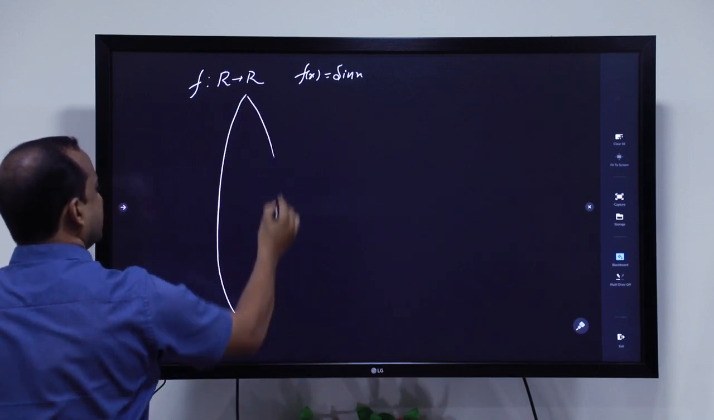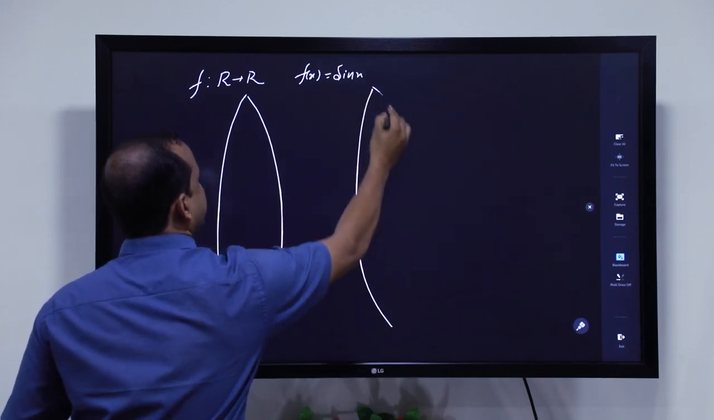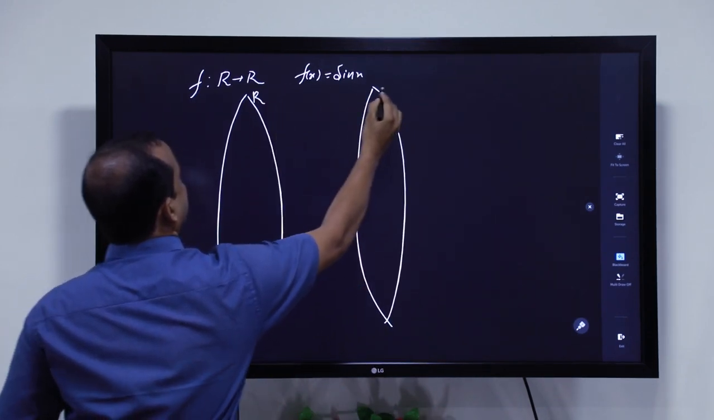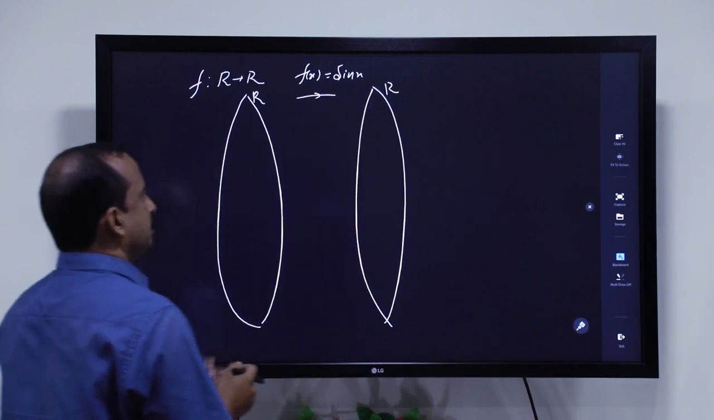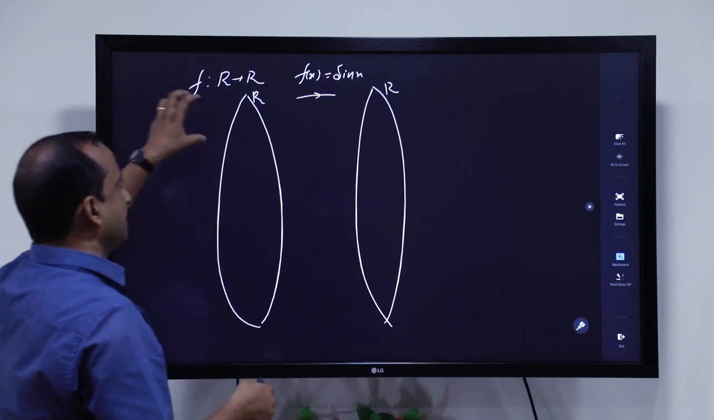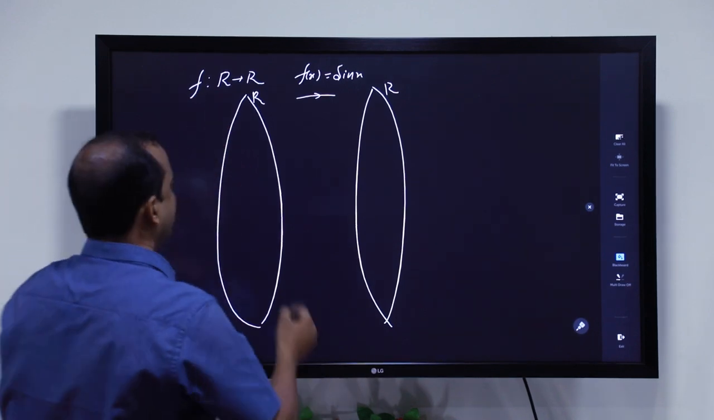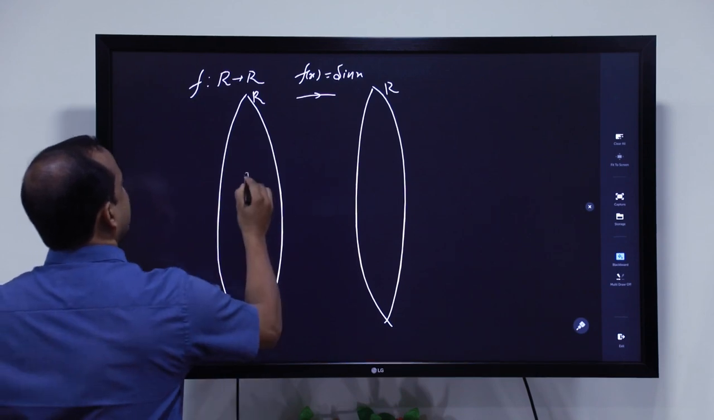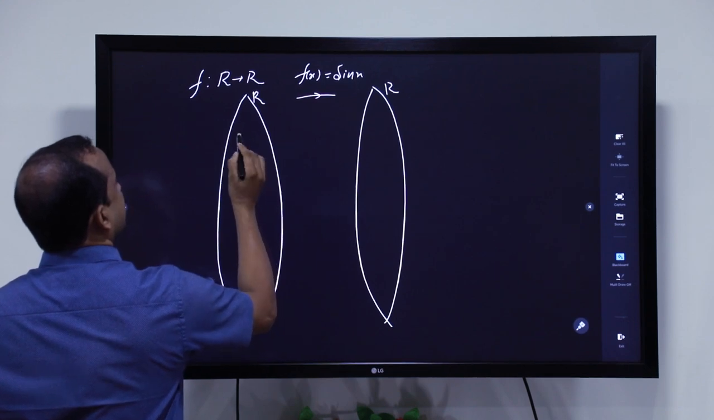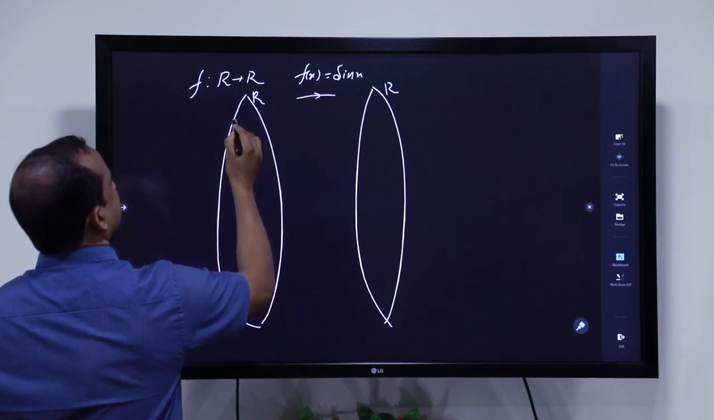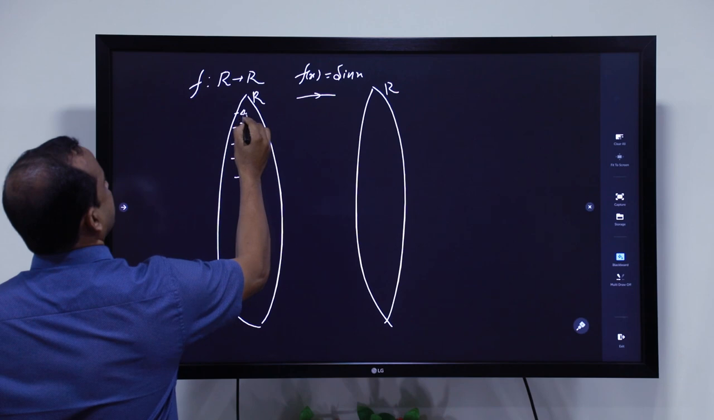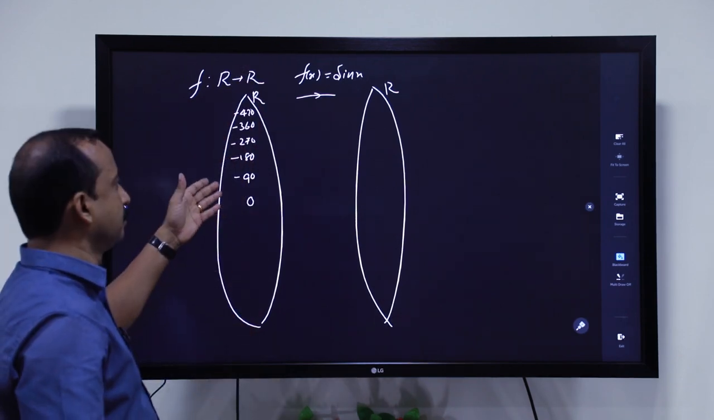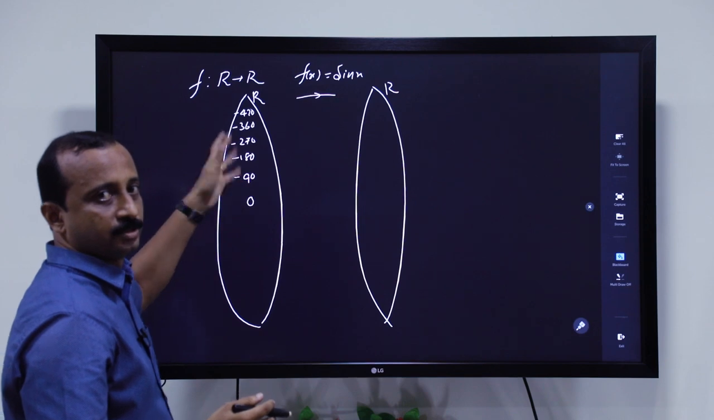Actually, this function is defined from R to R. The codomain is also R. In the set of all real numbers, we denote the values in degrees. The mid value is 0, then minus 90, minus 180, minus 270, because negative real numbers go to positive real numbers, minus 360, minus 420, etc. These are degree values. You know, 180 means pi, pi means 3.14, it's also a real number.